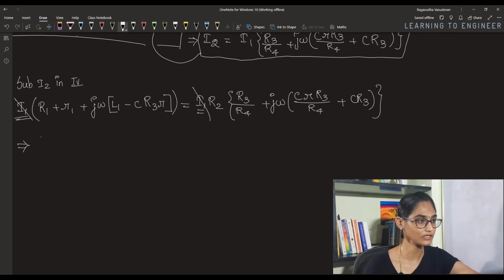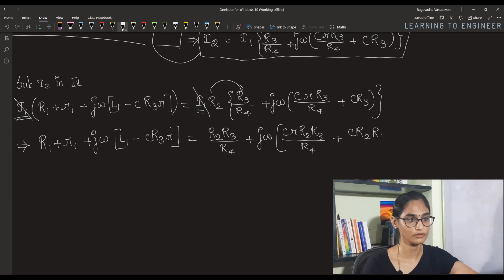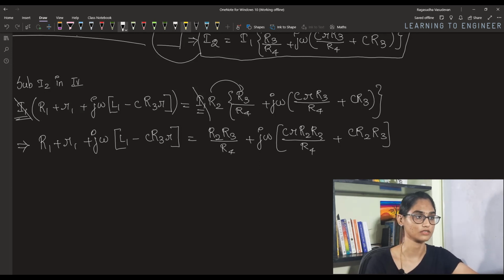This implies that R1 plus small r1 plus j omega into L1 minus C R3 into R is equal to R2 into R3 by R4. I am just multiplying R2 inside of all these three terms. So this will become plus j omega into C R R2 R3 by R4 plus C R2 R3. So we have a real term as well as imaginary term in both sides. Let's now equate these two real terms and we will equate these two imaginary terms.